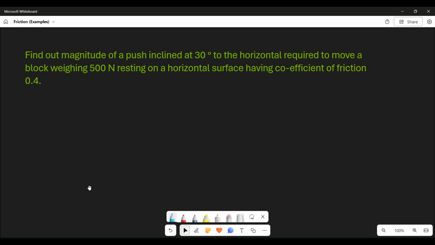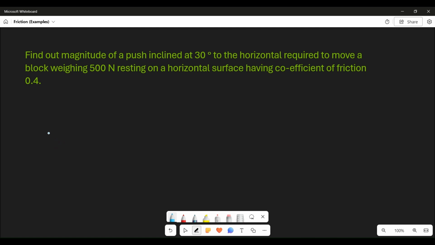What you need to find out is magnitude of push. Okay, you need to find out magnitude of push. That means there is a force P which is applied on the block, and you need to find out that P force. It is applied at an inclination of 30 degree to the horizontal. Now, in this case, your surface is horizontal. The surface on which block is resting is horizontal.